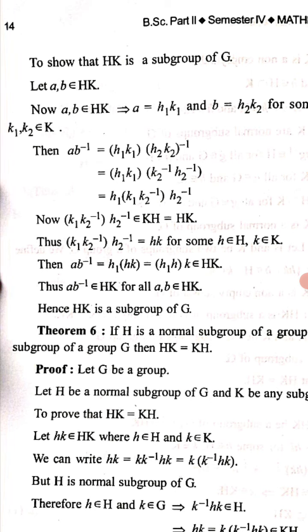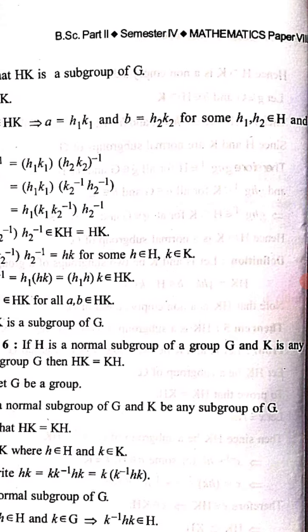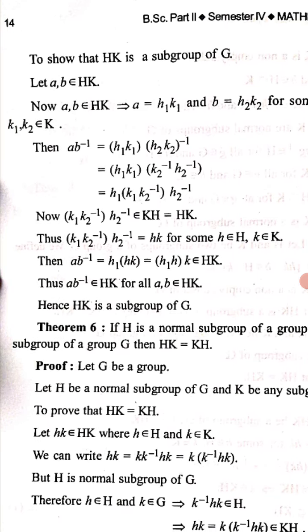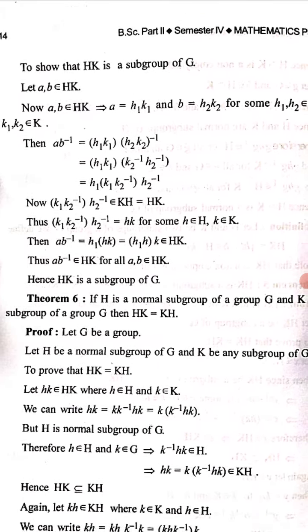So let a, b belong to HK. Now a, b belong to HK. This implies that a is equal to h1 k1 and b is equal to h2 k2, for some h1, h2 belongs to H and k1, k2 belongs to K. Then a b inverse is equal to h1 k1 into (h2 k2) inverse, which is equal to h1 k1 into k2 inverse h2 inverse, which is equal to h1 into bracket k1 k2 inverse into h2 inverse. Now k1 k2 inverse h2 inverse belongs to KH, which is equal to HK.